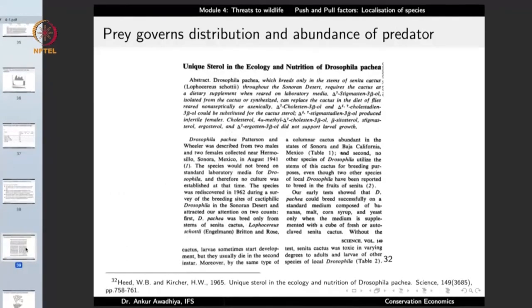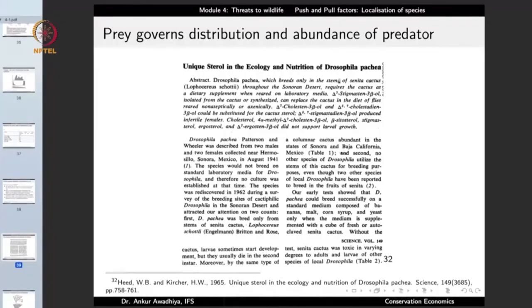But then not only does the predator govern the location and abundance of the prey, in certain cases the prey also governs the distribution and abundance of the predator. A good example is those locations where you find deer or sambars, and you find tigers. So if you have the prey, you will find the predators nearby. But in certain situations, this goes to the other extreme as well.